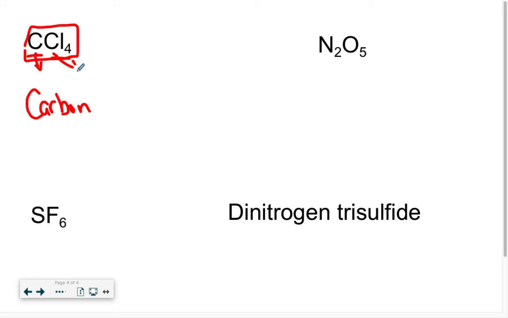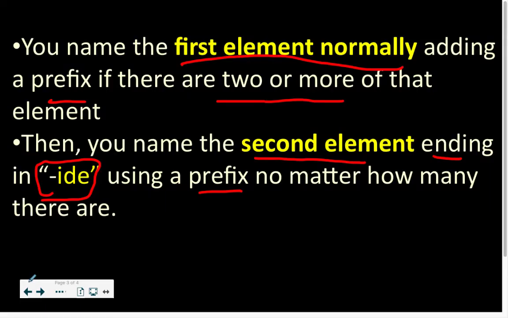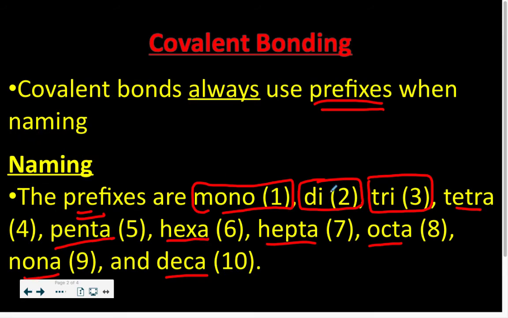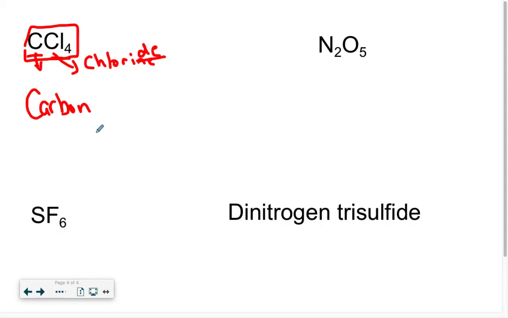And then for the next one, this is chlorine. But because this is the second element, you're going to take out this ending and add IDE. And how many chlorines do you have? You have 4 of them. What's the prefix for 4? Let's check it out. For 4 it's tetra. So you're going to put that in front of your chloride and say carbon tetrachloride. As simple as that.